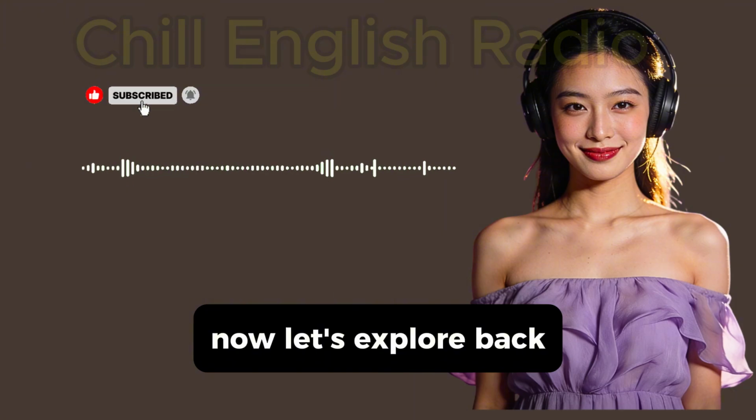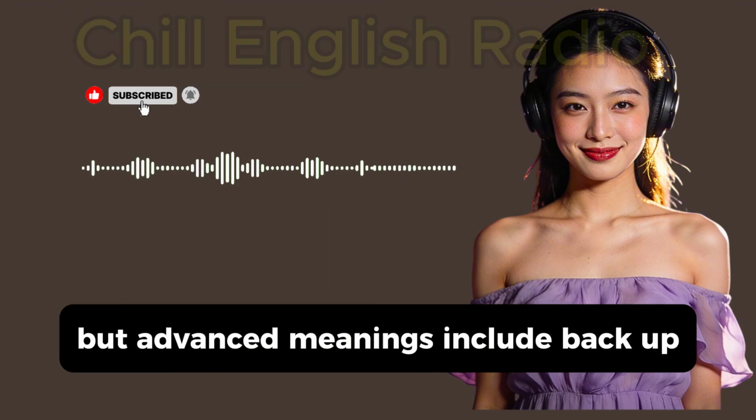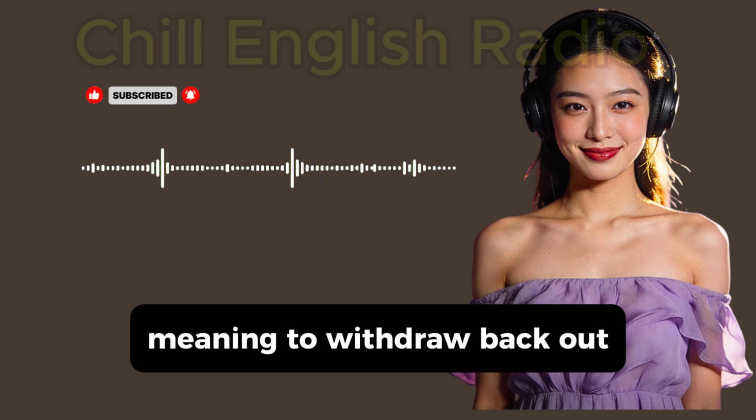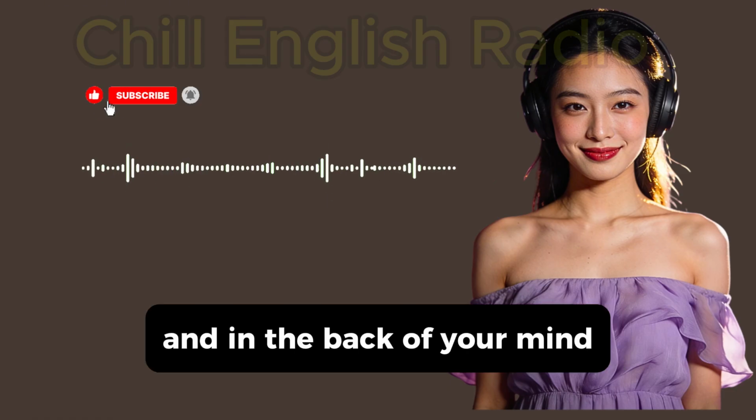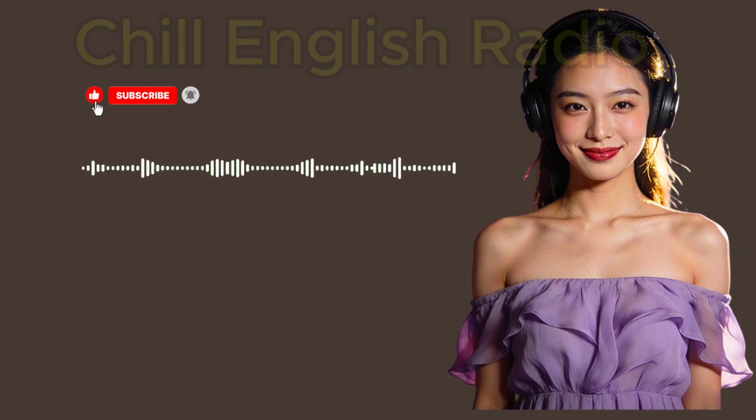Now, let's explore back. You know it as the opposite of front, but advanced meanings include back up, meaning to support, back down, meaning to withdraw, back out, meaning to not keep a promise, and in the back of your mind, meaning something you're quietly thinking about.